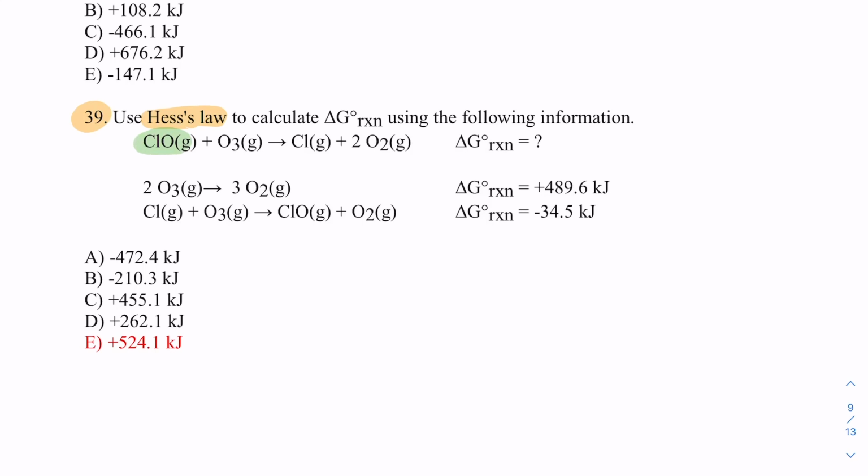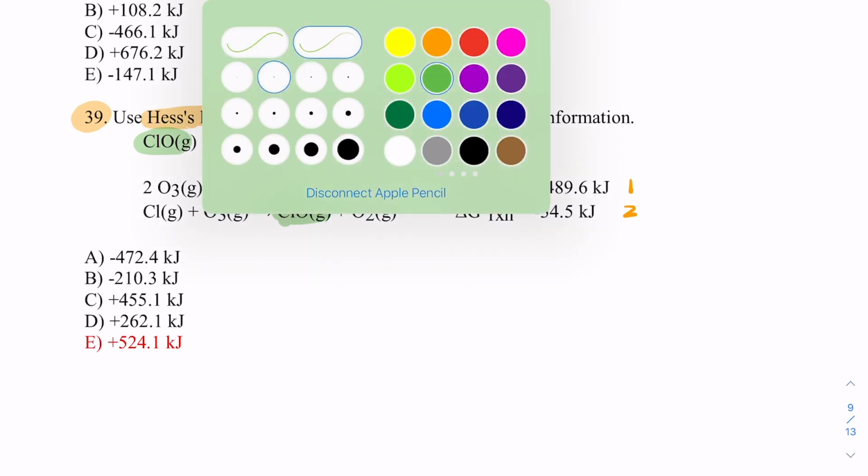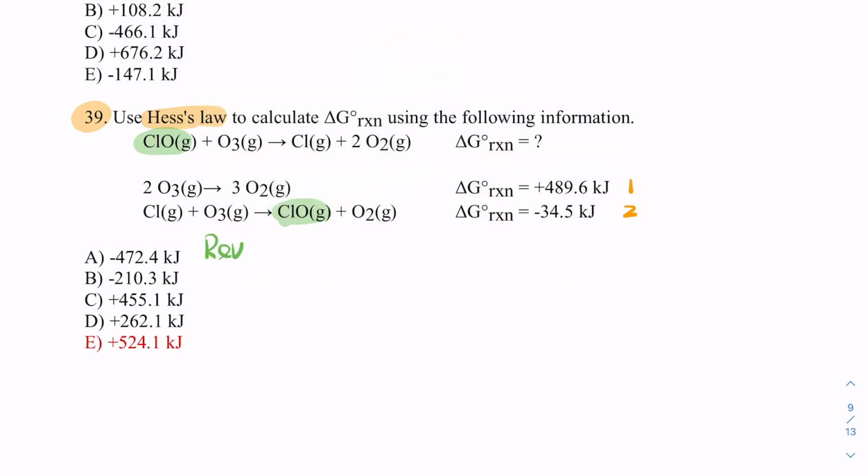Look at the following two equations; let's say that's one and that's two. I only see ClO in equation 2, but I want ClO as a reactant in my final equation, and in equation 2 it's a product. That's a problem, right?